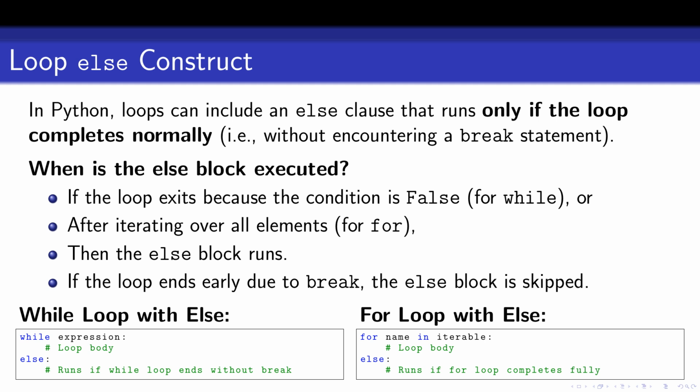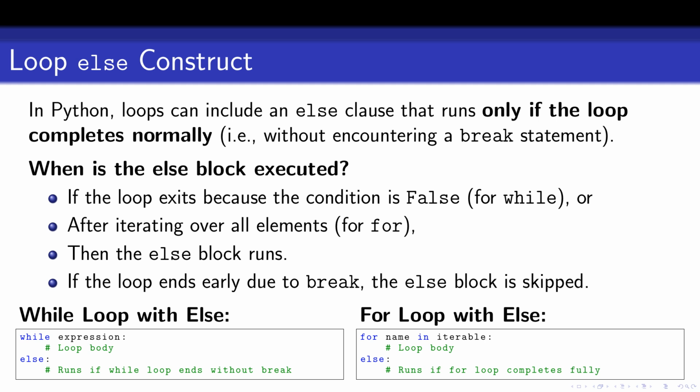In a for loop, it runs when all items have been processed. If the loop exits prematurely via break, the else block is skipped. This structure allows you to distinguish between two different outcomes, completing all iterations versus exiting early. It can be especially useful in search tasks.